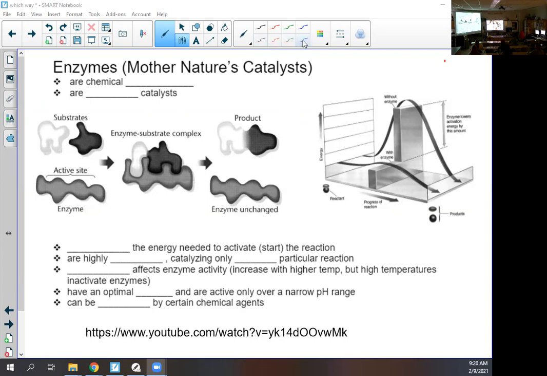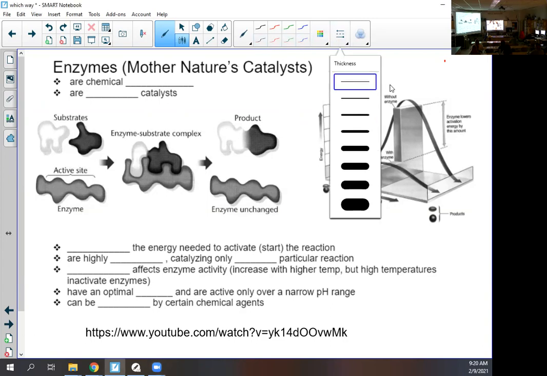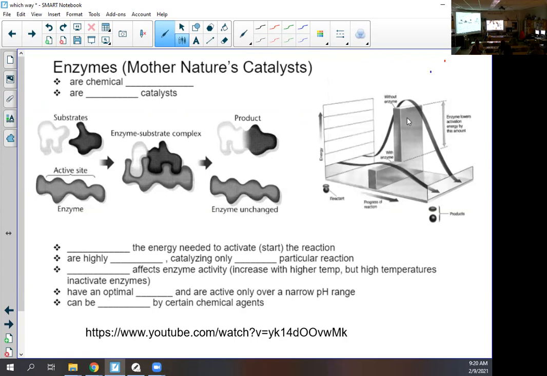So enzymes are Mother Nature's catalyst. You should have learned about them in biology last year. If you have med term or whatever, they're all the ACEs. Is it ASE? I think it is. Like lactase, stuff like that. Instead of 8, it becomes an ACE. All right, enzymes are chemical regulators.